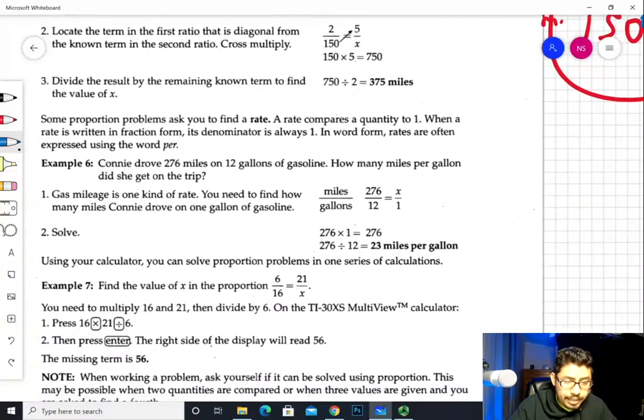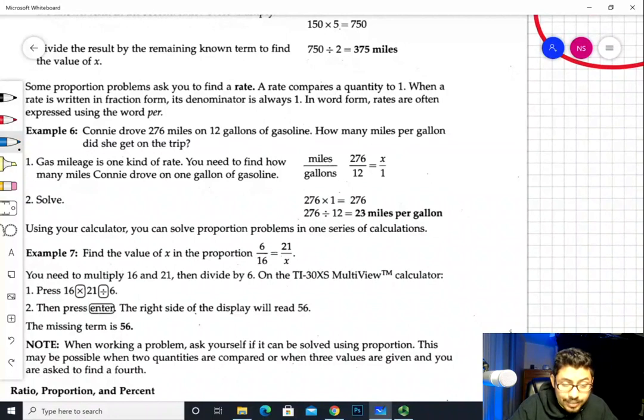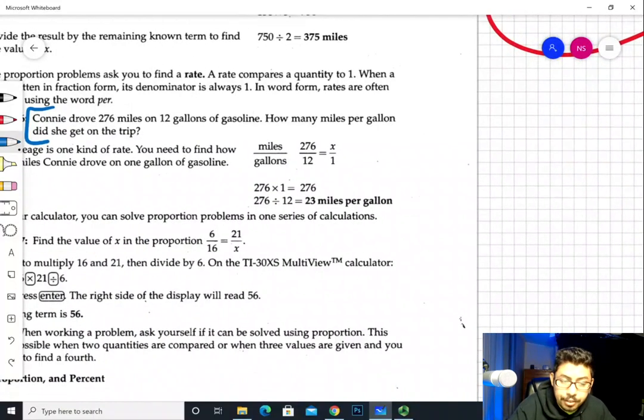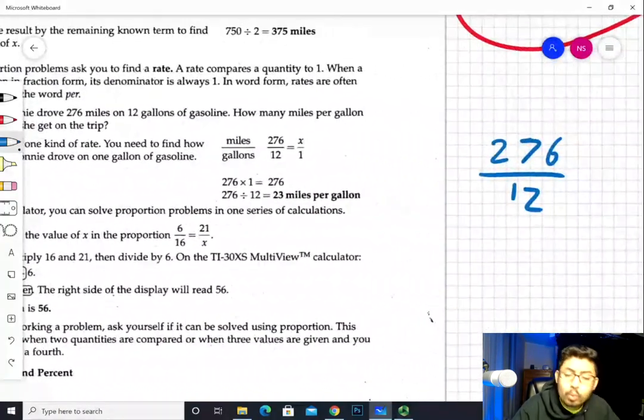Let's do the next one. How about that? Connie drove 276 miles on 12 gallons of gasoline. How many miles per gallon did she get on the trip? I was reading right here, by the way. So, Connie drove 276 miles on 12 gallons of gasoline. That's my first ratio. 276 on 12 gallons. How many miles per gallon did she get on the trip? Ooh, this one's a little bit more challenging. All right, so how many miles per gallon?